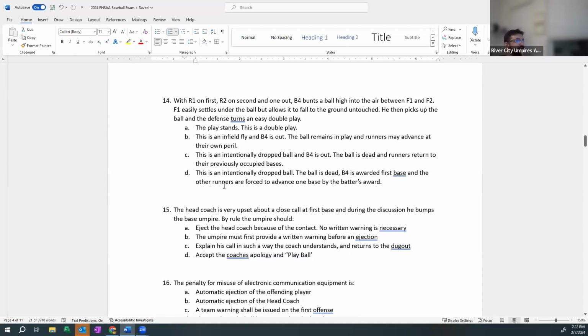With R1 on first, R2 on second, and 1 out. Batter 4 bunts a ball high into the air between F1 and F2. So we got runners on first and second, 1 out, a bunted ball. F1 easily settles under the ball, but allows it to fall to the ground untouched. He then picks up the ball, and the defense turns an easy double play.